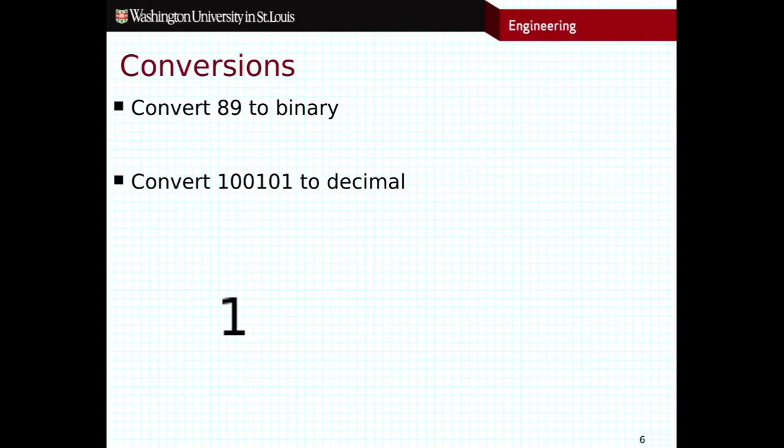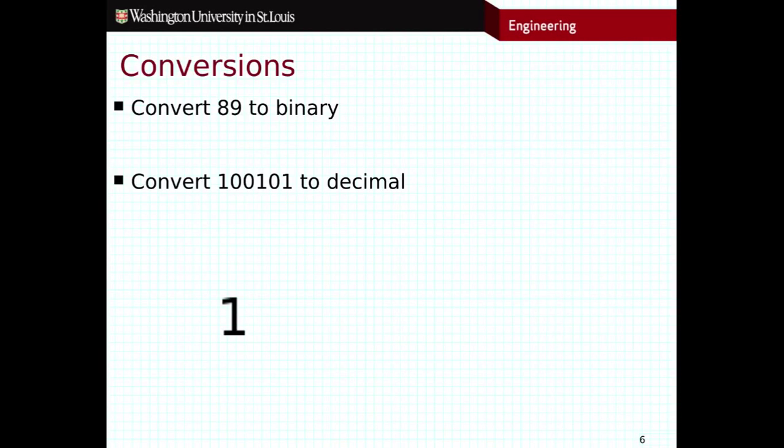Once we've done that, we'll subtract that number from 89. So 89 minus 64 leaves us with 25. And now we need to find the next largest power of 2 that can fit into the number 25. So starting from 64, the next smallest power of 2 is 32. But that's too big. So we need to represent the fact that 32 is too big.